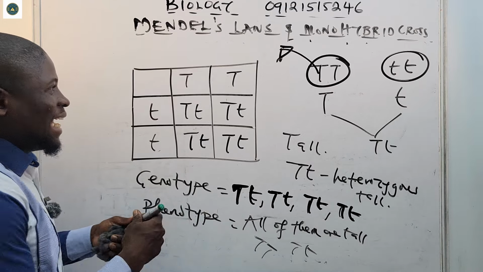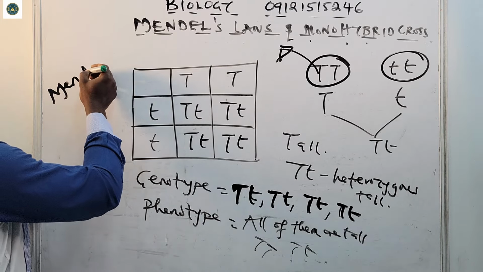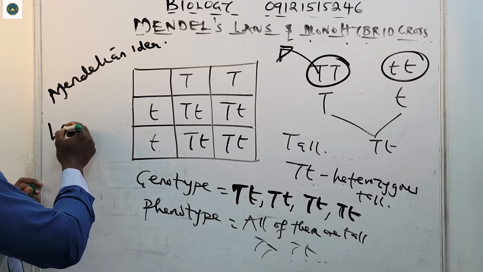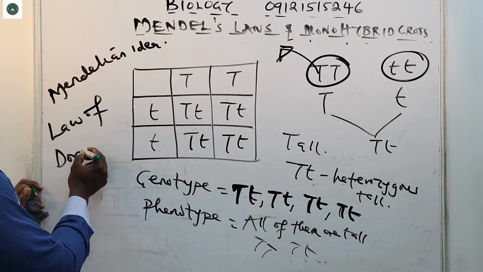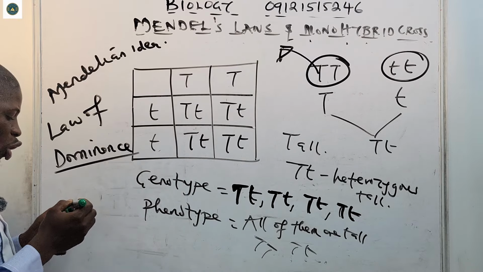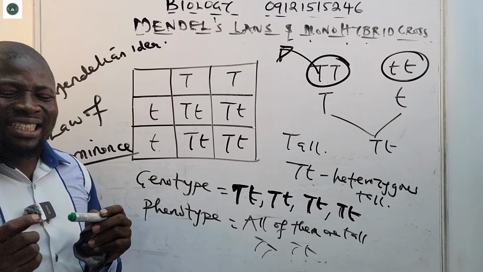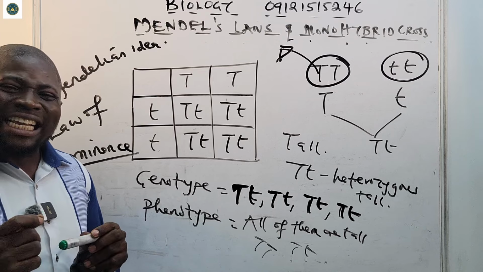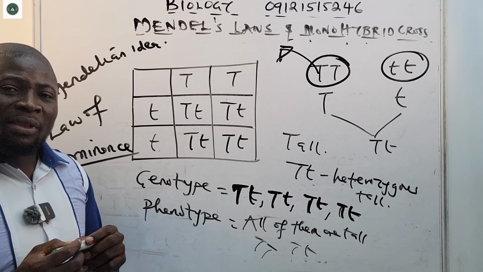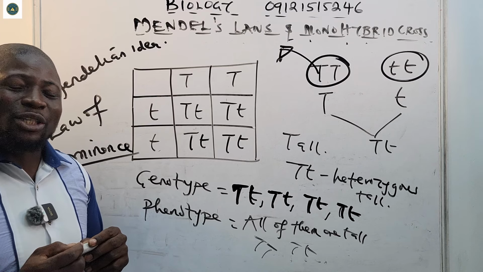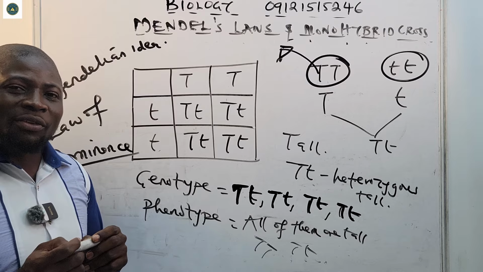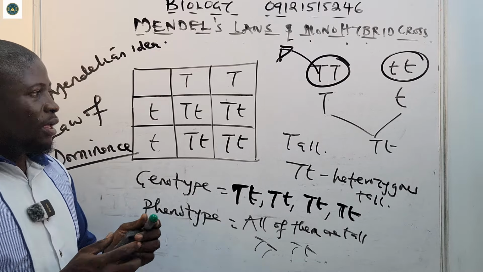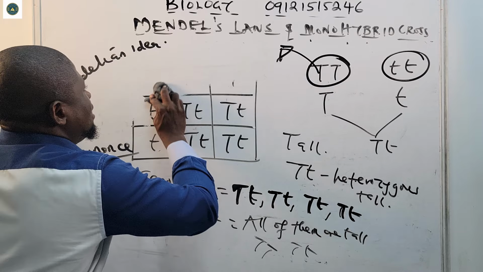This is the Mendelian idea, called the law of dominance, which says that in heterozygous conditions, the factor or gene which expresses itself physically is known as the dominant, while the other one, which is unexpressed, is known as the recessive. So that is Mendel's law of dominance, like we are saying it now.